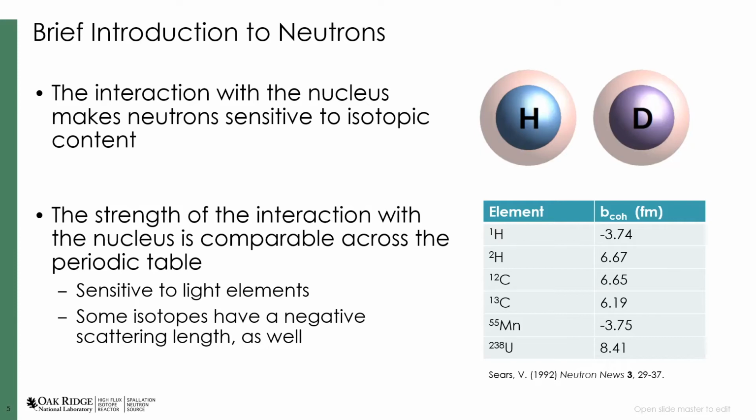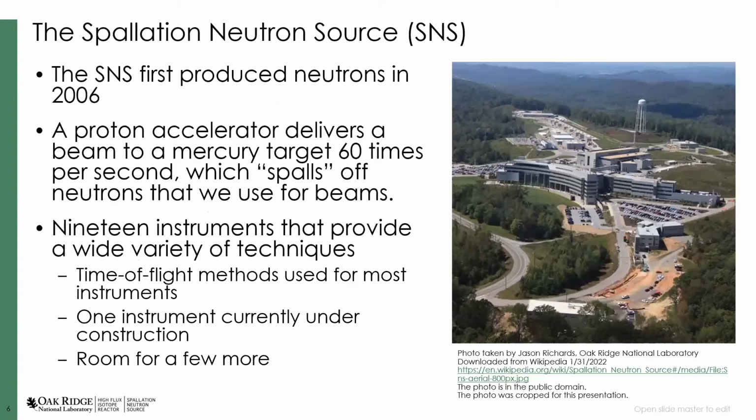You use neutrons to get complementary information to what you can get with X-ray scattering, and you get unique and different information just because the nature of the interaction is different. So Oak Ridge National Laboratory is home to 2 neutron sources. The first that I'm going to talk about is the Spallation Neutron Source, the SNS. This first went live and produced neutrons in 2006, and it is an accelerator-driven facility.